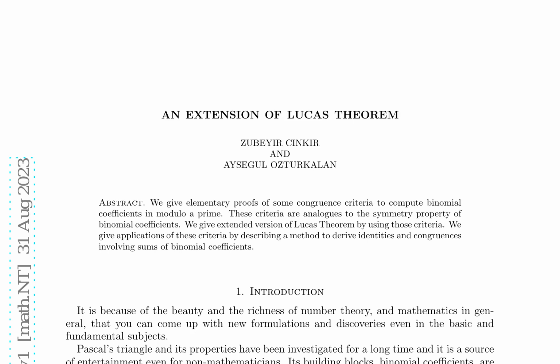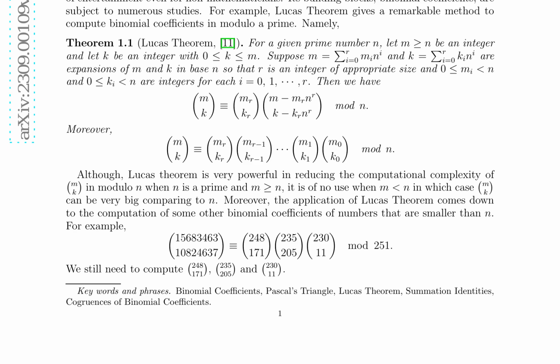The paper extends Lucas' theorem by introducing congruence criteria for computing binomial coefficients modulo a prime. Elementary proofs for these criteria are presented, analogous to the symmetry property of binomial coefficients. Applications include deriving identities and congruences involving sums of binomial coefficients.